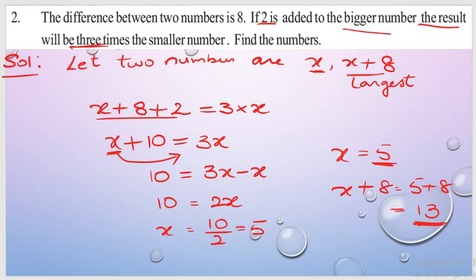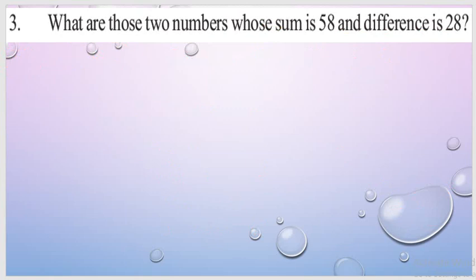Okay, next coming to question number 3. Now read the question carefully. So understand the question carefully, then automatically you are going to get the problem, right? Now let us see the solution. So what he has given, sum is 58. So there are two numbers whose sum is 58 and the difference is 28. So we are going to solve this problem by considering difference first.